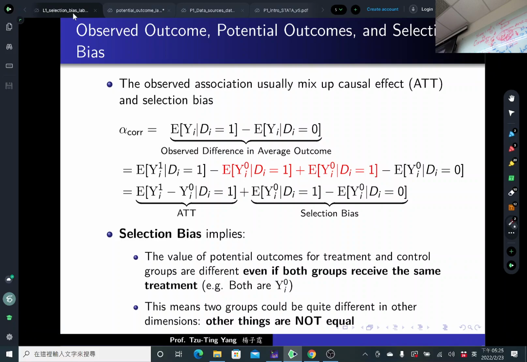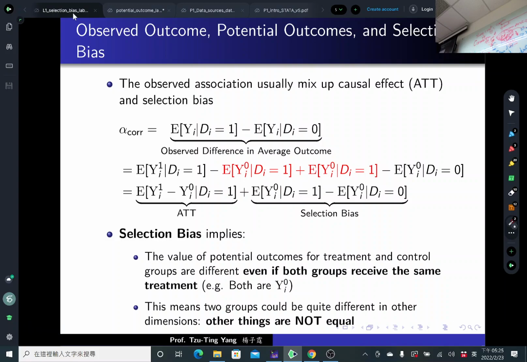Because we all compare the same treatment. So if this term is not zero, either positive or negative, that means except for the treatment itself, other things might create a difference. And this difference makes their potential outcomes different.